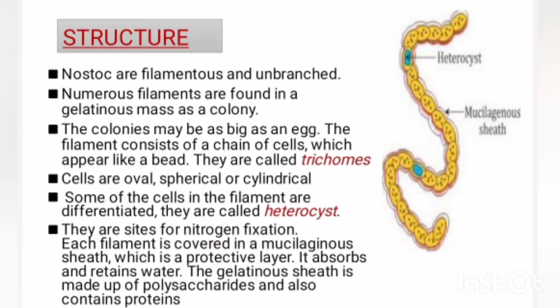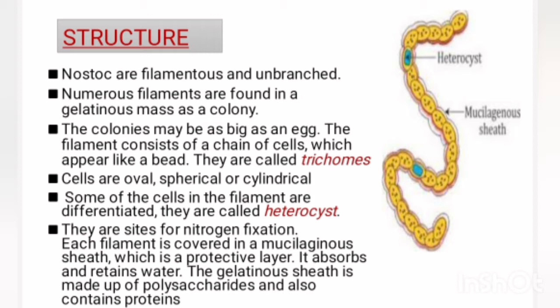Next, we can discuss the structure of Nostoc. Nostoc are filamentous and unbranched. There are numerous filaments found in a gelatinous mass as a colony. The colonies may be as big as an egg. The filament consists of a chain of cells which appear like a bead. They are called trichomes.